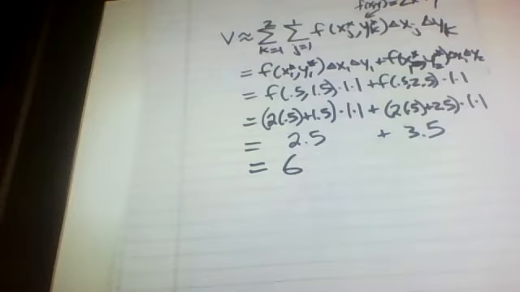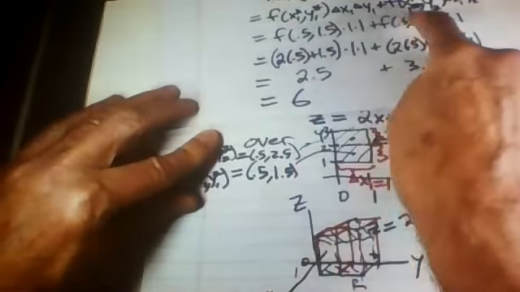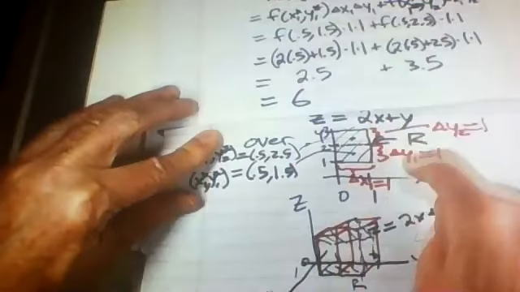Any questions on that one? Does it make sense what we did? Here's the picture again if you want to see it. So this is the volume of this first box. This is the volume of the second box, and you add them together and get 6.